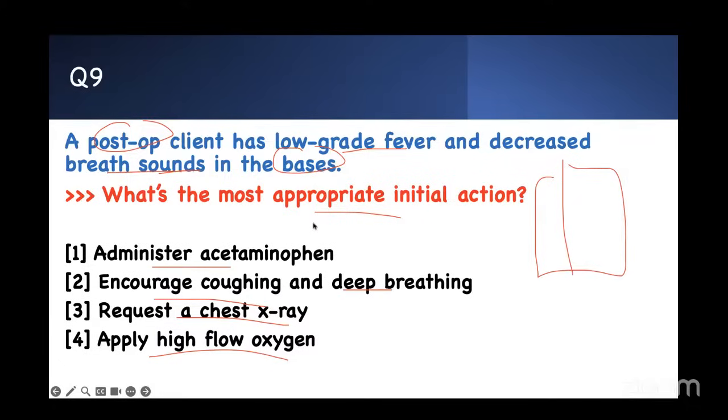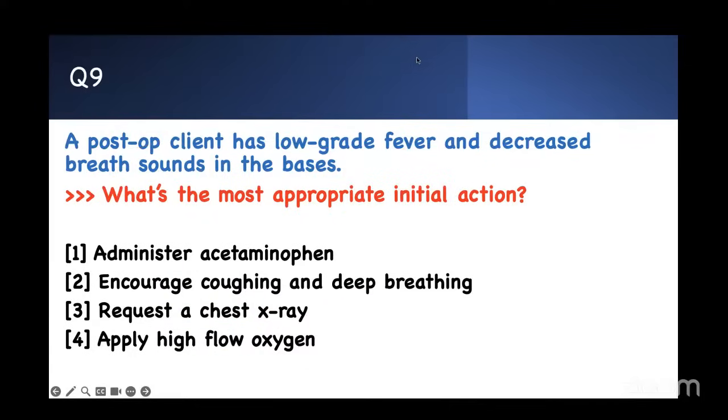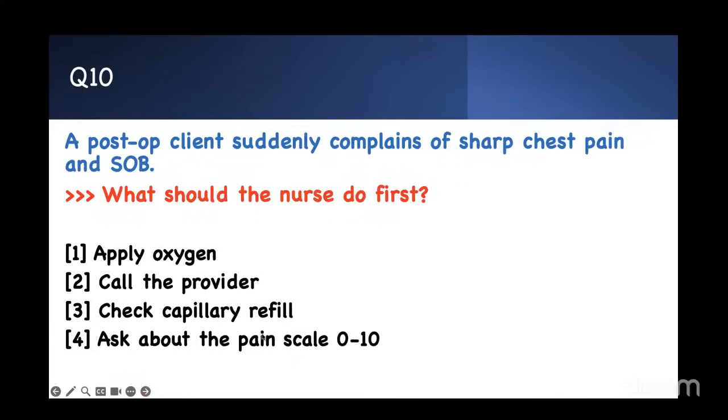A lot of people will pick oxygen. A lot of people will request X-ray. But the first thing is let them breathe. Incentive spirometer. This is the idea of incentive spirometer. This is why we give them incentive spirometer. Number 2. And the last question.